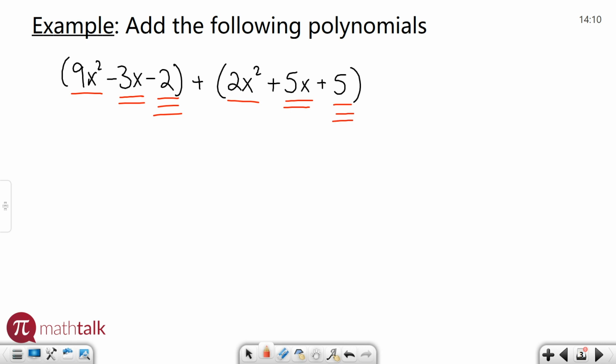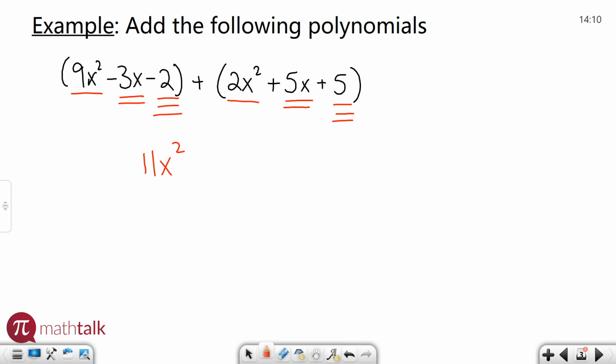So I want to take a look at the ones that had the same underline, 1, 2, or 3, and then combine those using the operation. So 9x squared plus 2x squared is 11x squared. All you do is add the numbers together and keep the variable and exponent the same.